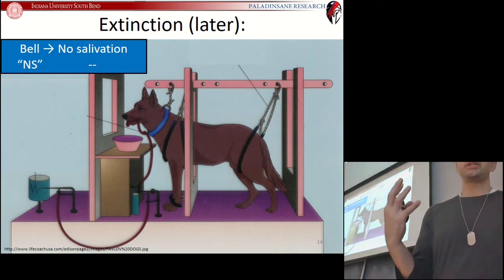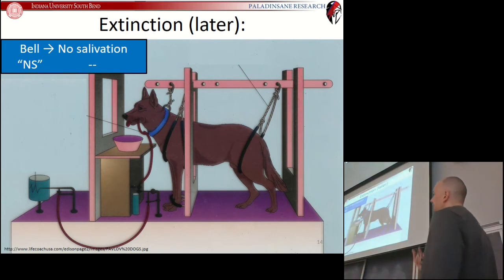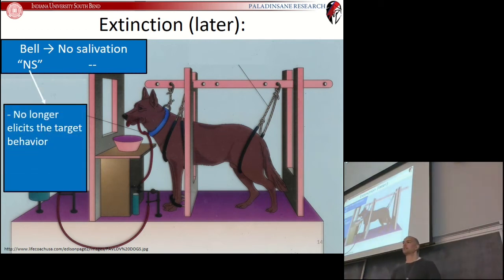Now the reason I put that in quotes is that it's a neutral stimulus because it no longer elicits the target behavior, right? So we've gotten this down to the point where if you ring that bell, the dog no longer salivates. So we've gotten it to that point, it's a neutral stimulus. However, it's important to realize that it's very difficult to unlearn something that you've learned. And that neutral stimulus is not the same as it was before.